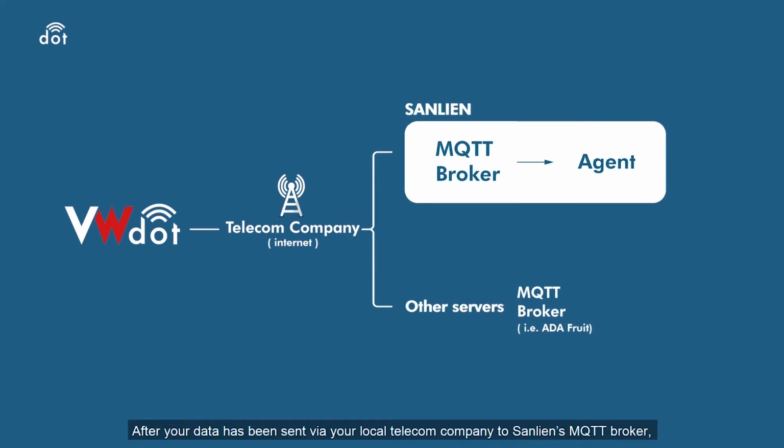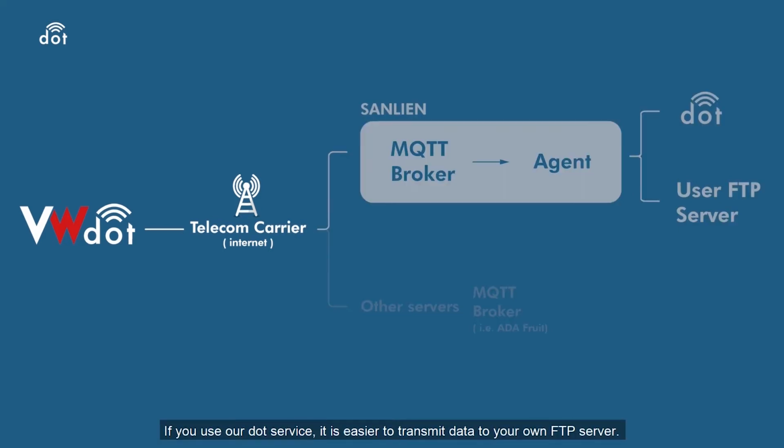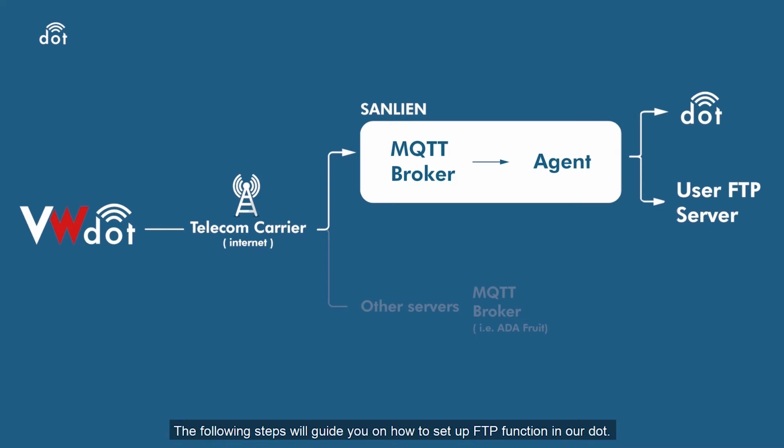After your data has been sent via your local telecom company to Sanlien's MQTT broker, the data will diverge into two paths. The first path is going into our DOT, and the second path will go to your private FTP server. If you use our DOT service, it's easier to transmit data to your own FTP server. The following steps will guide you on how to set up FTP function in our DOT.